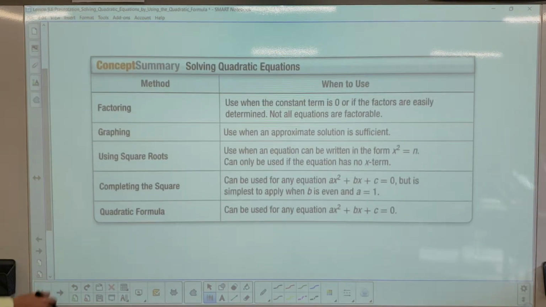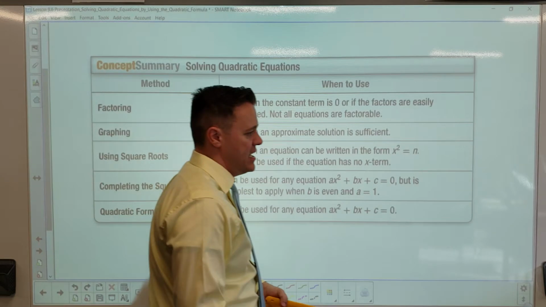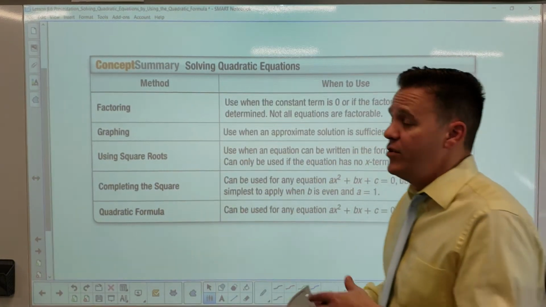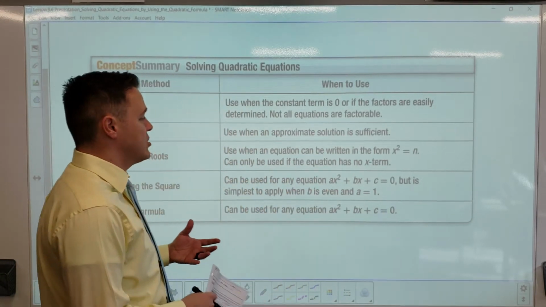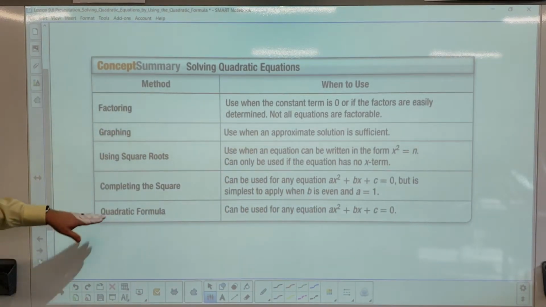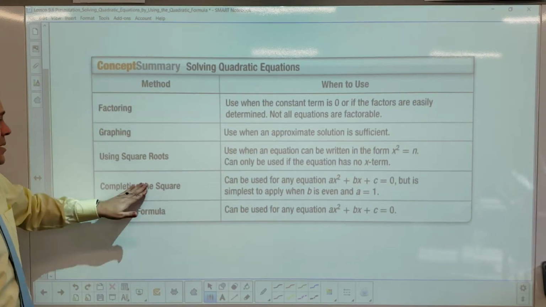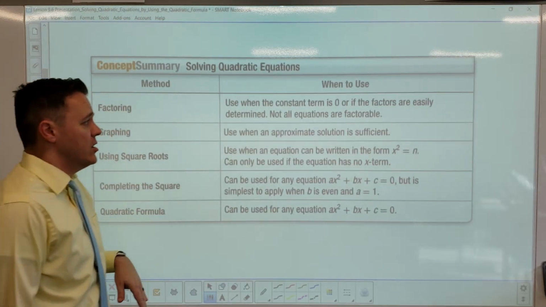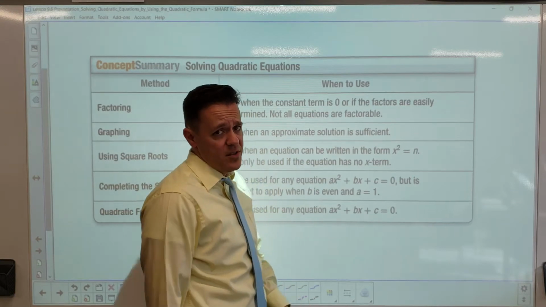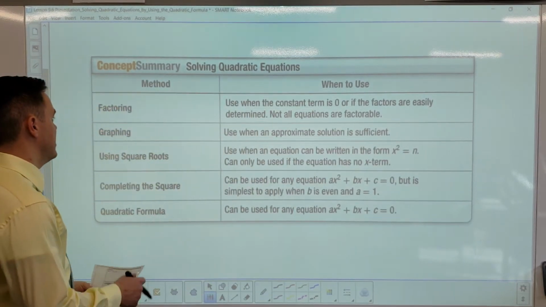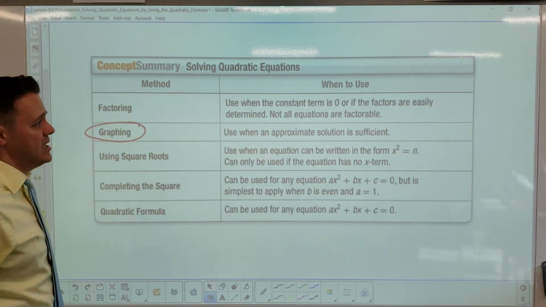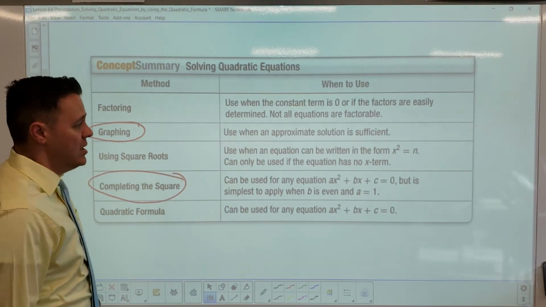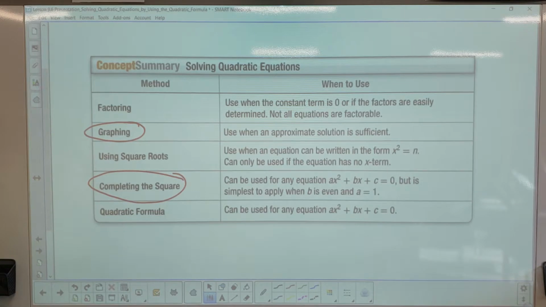What we're going to finish in class is we're going to talk a little bit about this end sheet. The back of this lesson talks about, now that we've known all these things, how do you want to solve it? Okay, do you want to use the quadratic formula, complete the square, using square roots, graphing, or factoring? Okay, use approximate solution if sufficient. Most of you are going to choose this option right here. Okay, some of you will choose completing the square when it asks you to. This is the main key thing, okay?